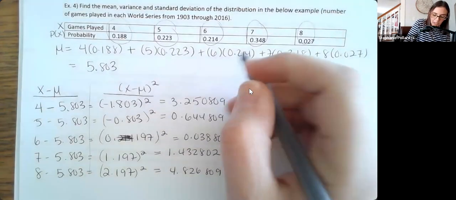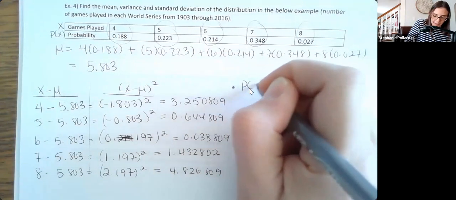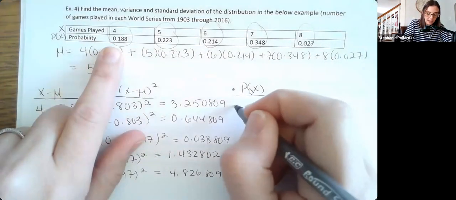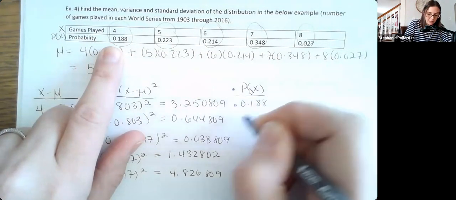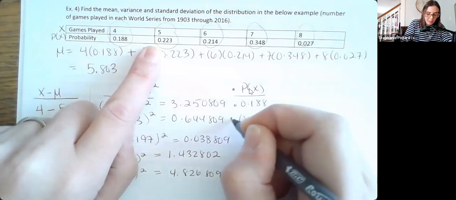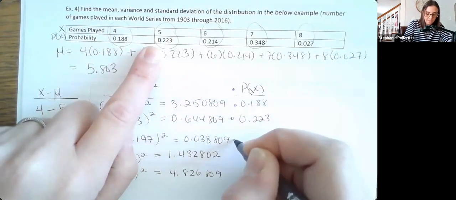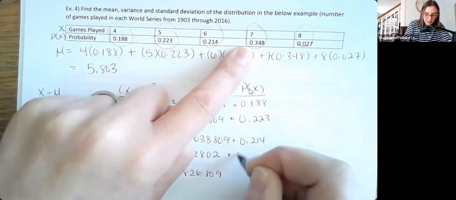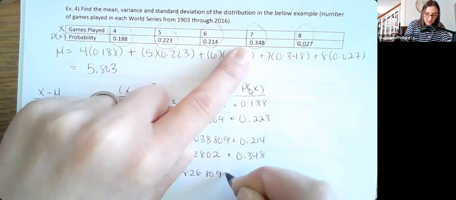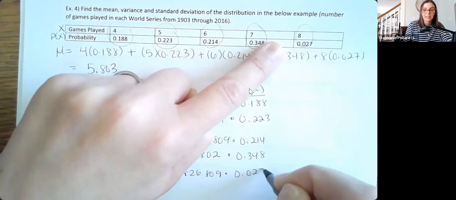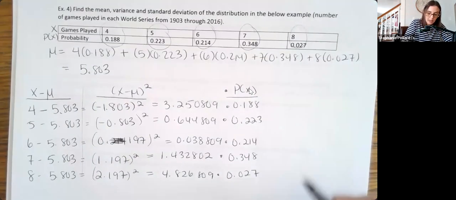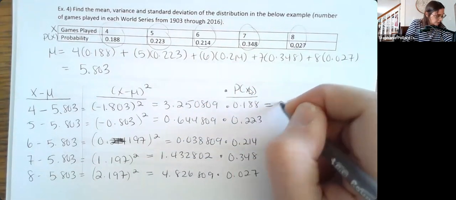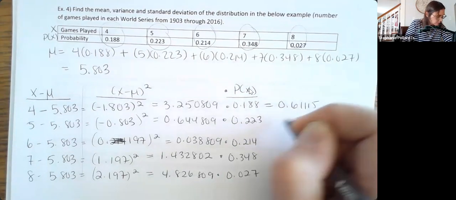And then here's where it changes. Now we're going to multiply by the probability. So for my value of 4, I'm multiplying by 0.188. For the 5, I'm multiplying by 0.223. For the 6, 0.214. For the 7, 0.348. And then for the 8, 0.027. Now I'm just going to multiply again right across here. And what I get is 0.61115 for the first one.